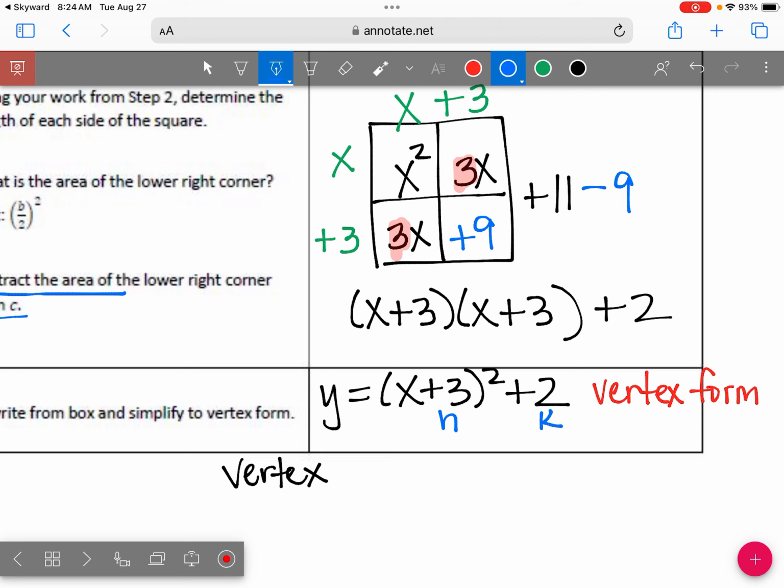Have you all heard about H and K yet? I don't know if we talked about that in integrated. I can't remember.